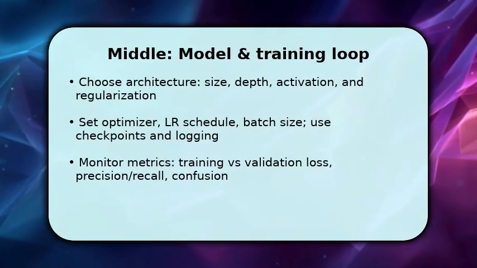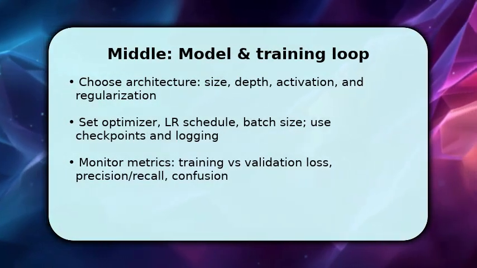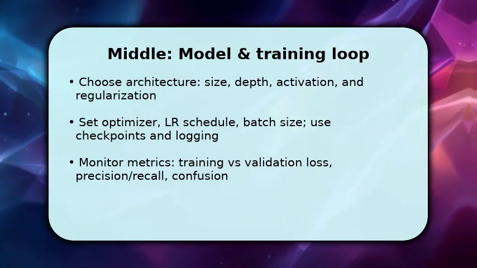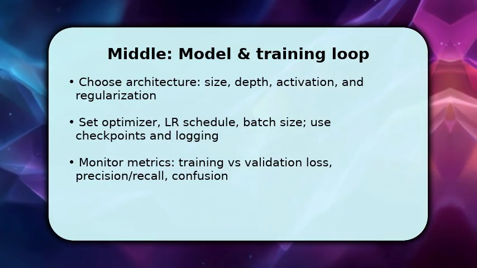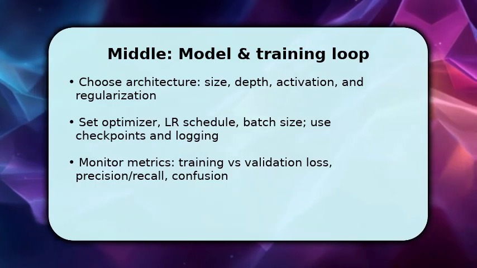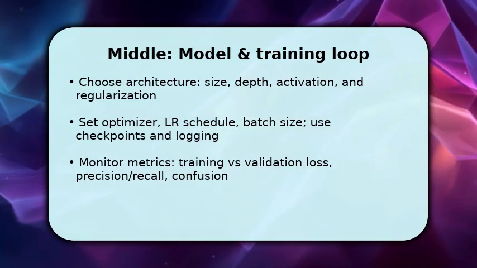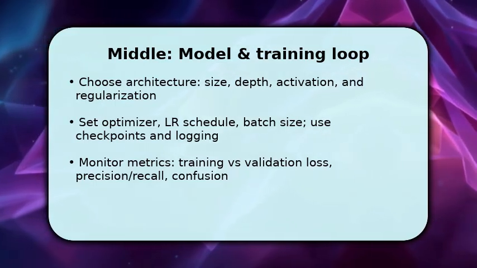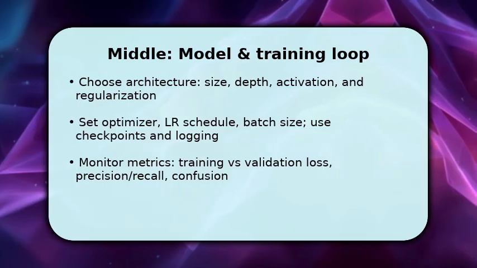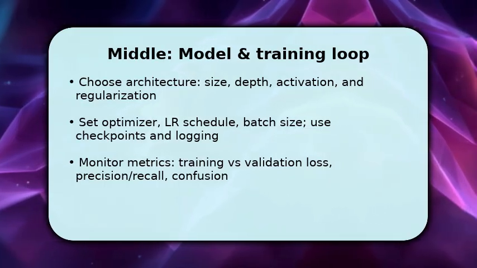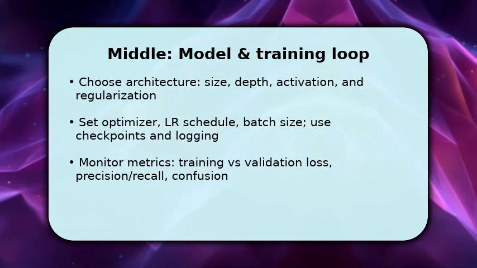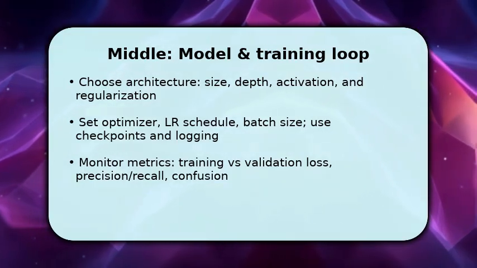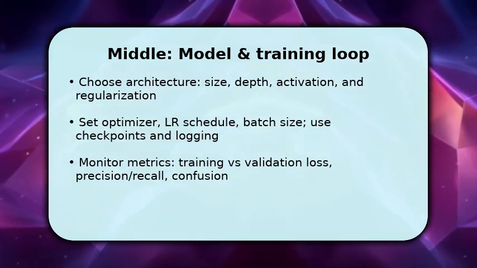Now you build and run the training loop with intent. Pick an architecture matched to data size and complexity, and add dropout or weight decay to prevent overfitting. Once training starts, choose optimizer and a learning rate schedule. Use checkpoints and TensorBoard-style logs so you can rewind. Make sure to monitor both training and validation metrics, divergent signals overfit, or data leakage. When unstable, reduce learning rate or batch size and test a smaller model to isolate issues.